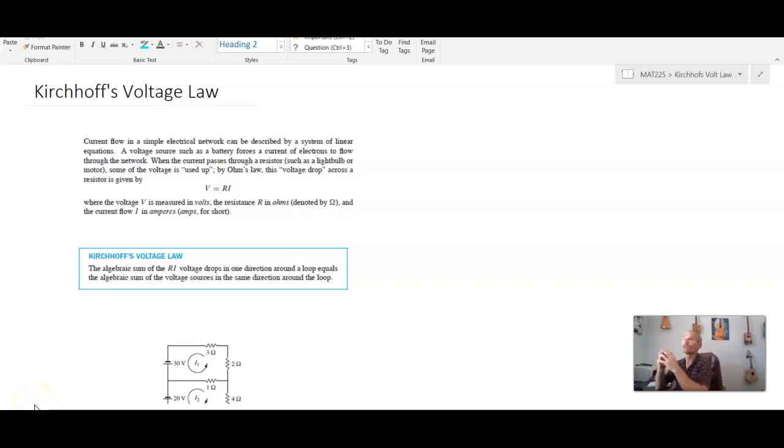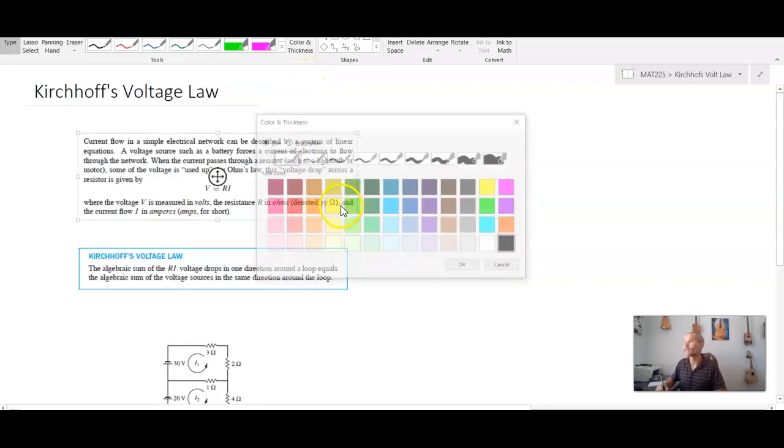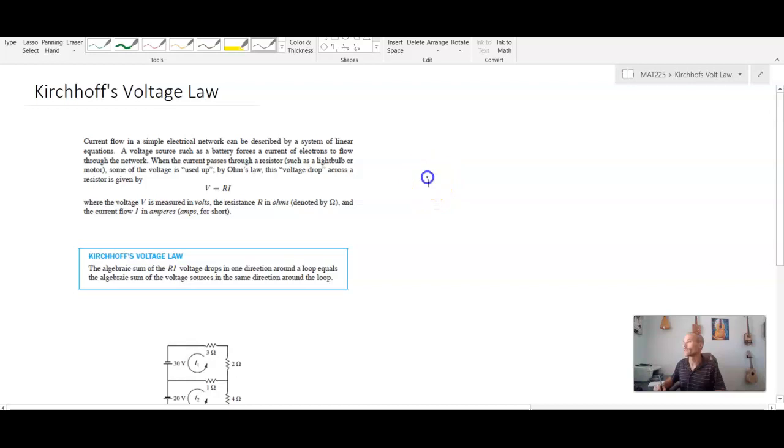In this video, we're going to take a look at an application related to electronics, and this is an example of what we call Kirchhoff's voltage law. When we're talking about a simple circuit, we can have something like a battery attached to a light bulb, which is a form of a resistor. Imagine that you have some sort of battery here.